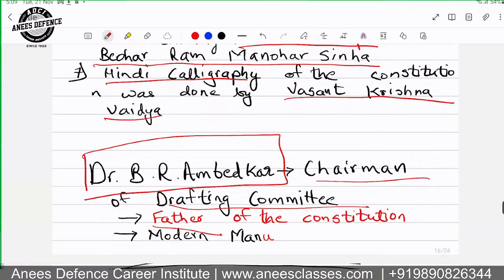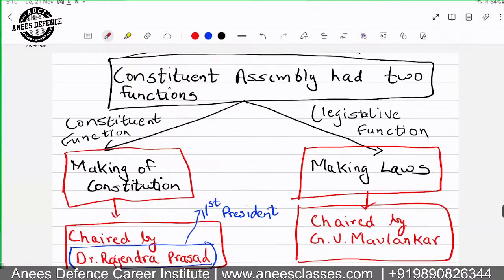Dr. B.R. Ambedkar was the chairman of the drafting committee. He is also called the Modern Manu. Then we had seen that the Constituent Assembly had two functions. This is very important. It was chaired by Dr. Rajendra Prasad for constitution making and Dr. G.V. Mavlankar for the law making part.